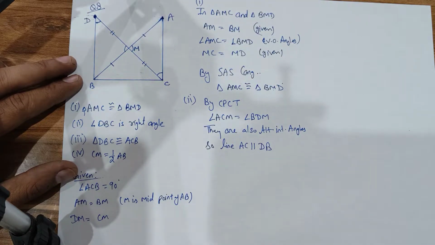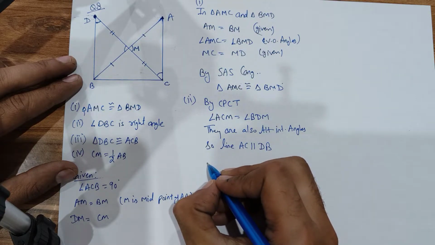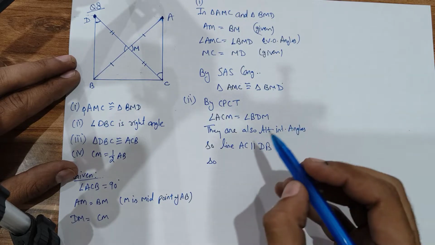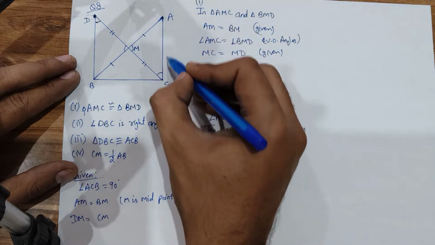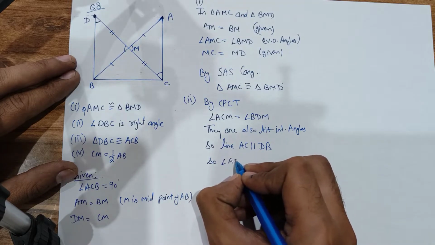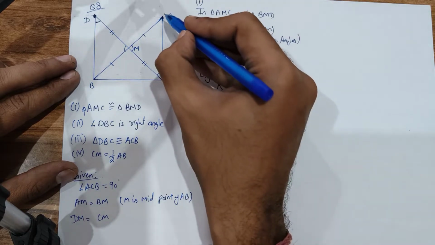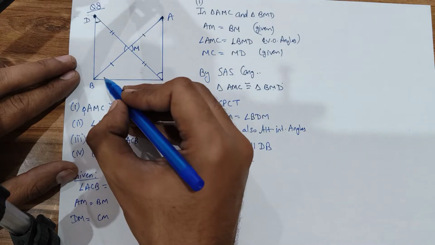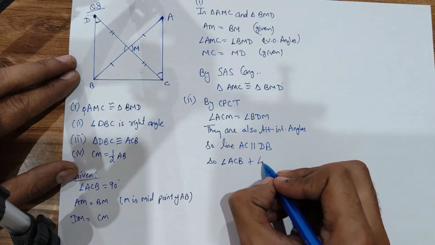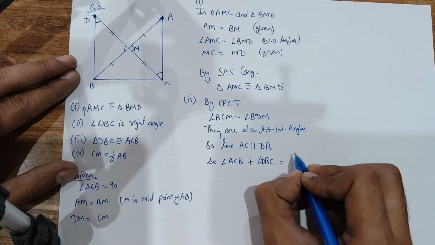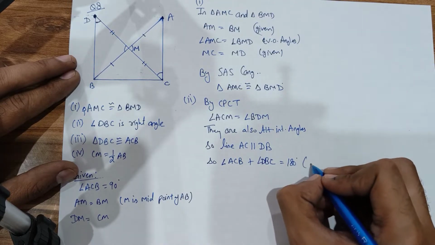Now because these lines are parallel, the sum of co-interior angles will be 180 degrees. So angle ACB plus angle DBC, that is angle B, is 180 degrees. They are co-interior angles.